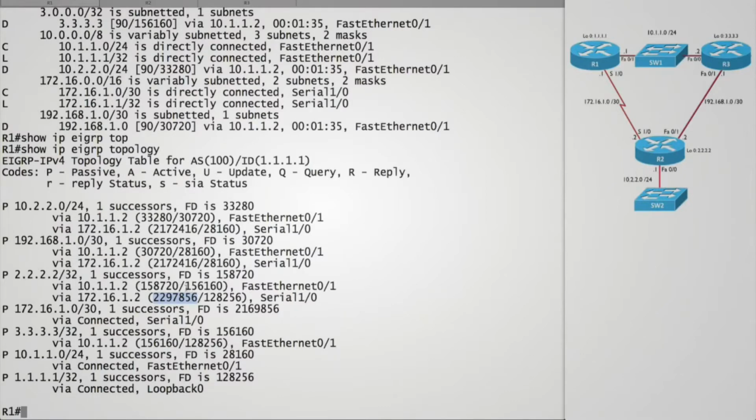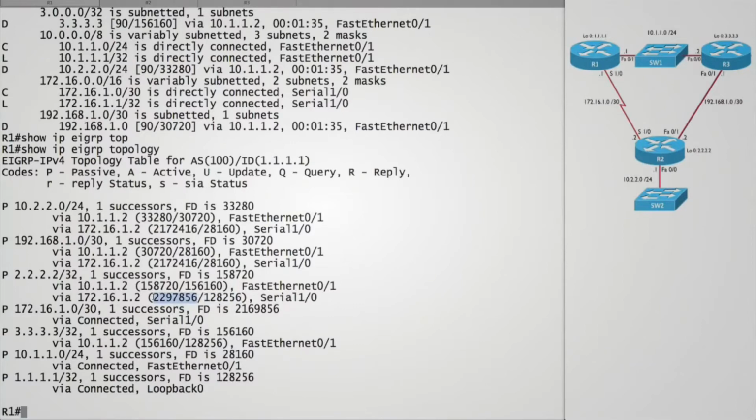Now, what's the number after the feasible distance? You'll notice here we have a little over 156,000, and here we have 128,000 and change. What are these numbers? These are advertised distances. The advertised distance is what the neighbor is advertising to us. The neighbor is saying, I'm this far away from this network. However, in order to get to that neighbor, it's going to cost us something. There's a distance from us to the neighbor. So what we do is we add up the cost from our router to the neighbor, and then we add on the neighbor's advertised distance. That gives us our feasible distance.